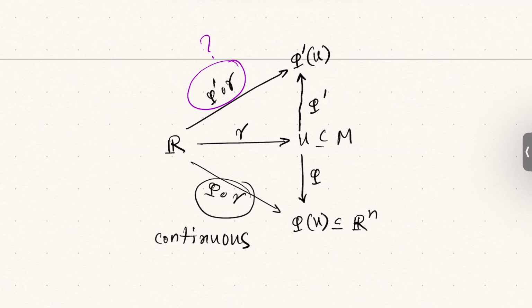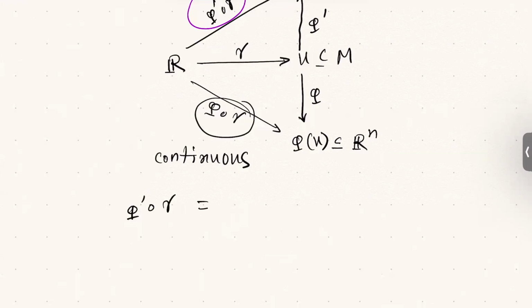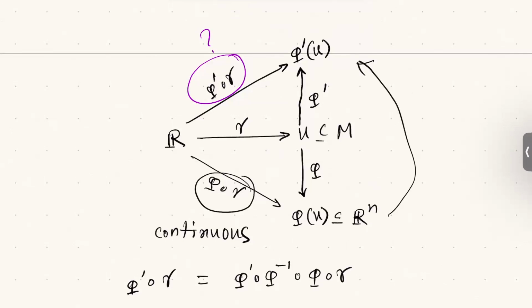If this phi of gamma is continuous, can I say this phi prime of gamma is also continuous? Generally, yes, because we already have a topological structure. Because I can write phi prime of gamma as phi prime of phi inverse of phi of gamma, which is basically this map.